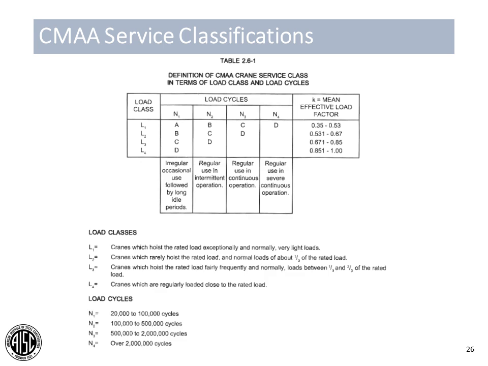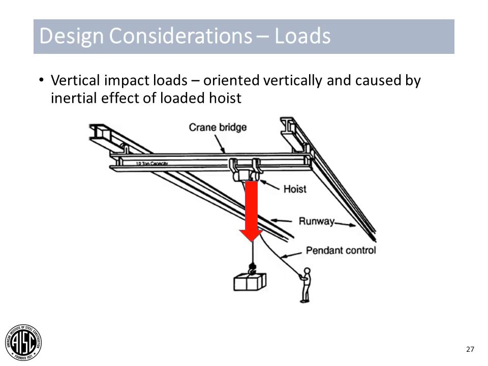You'll then take those load class and load cycle criteria and enter CMAA 74 Table 2.6-1, and this will help you define the service class of your crane, A through D. Once you have your service class, we'll start developing the design loads that we need to consider. Now there's 3 primary impact loads that need to be considered.